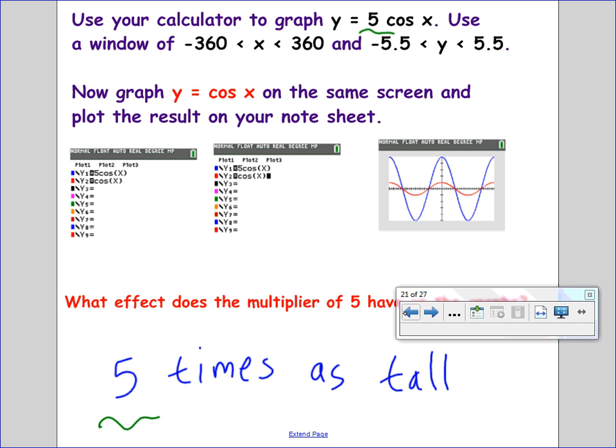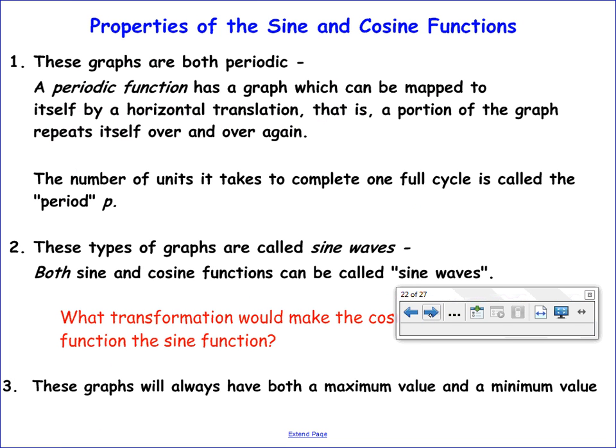If we look at this picture, we can see that if I were to grab onto this portion of the graph and slide it over like a transparency, it would fall upon its own image. And I can do that an infinite number of times with a periodic function. So some segment of the graph repeats itself over and over. The number of units it takes to complete one full cycle is called the period p. And we're going to be doing a lot of that with our graphing in the next several days. These types of graphs are called sine waves.